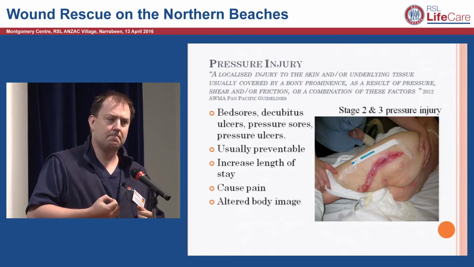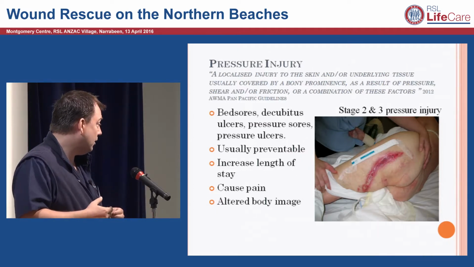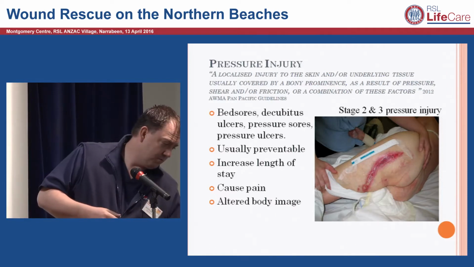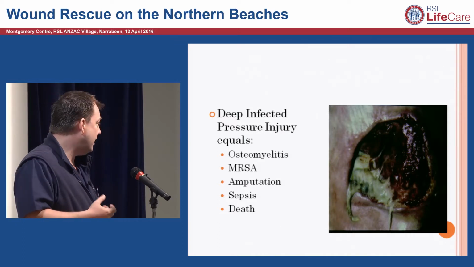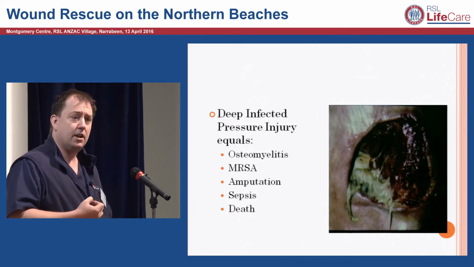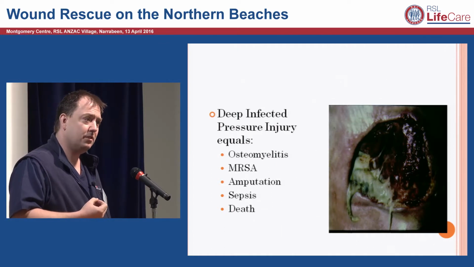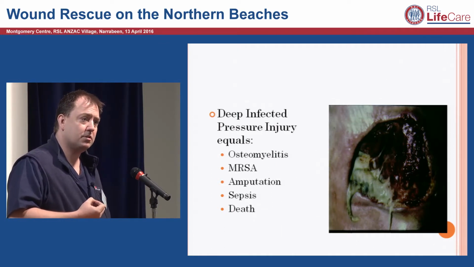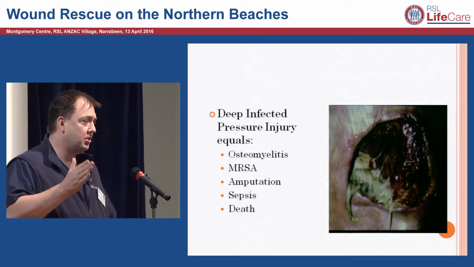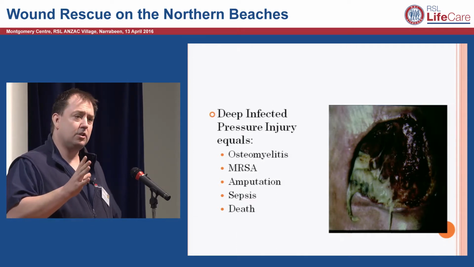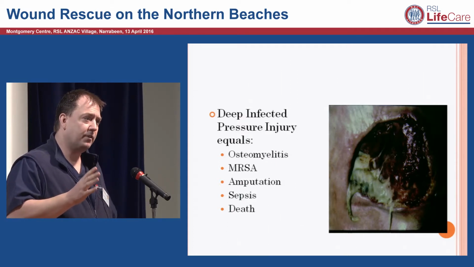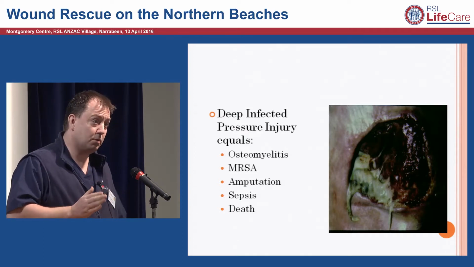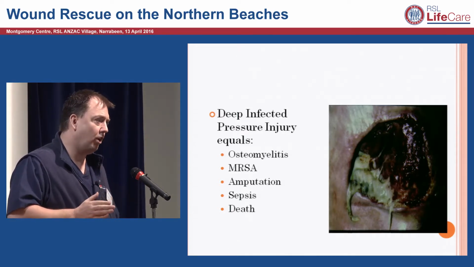People are living longer. Pressure injuries increase length of stay, they cause pain and they alter the patient's body image. A deep infected pressure injury equals osteomyelitis, MRSA, amputation, sepsis and death. We often forget that death is the end point for a lot of our patients with pressure injuries. When we're asking you to do pressure injury prevention regimes, we're not asking you just to do more work or to hurt your back or anything else. We're asking you to help prevent the loss of life, because that's the end point for these pressure injuries. People die, and they die on a regular basis, from pressure injuries.